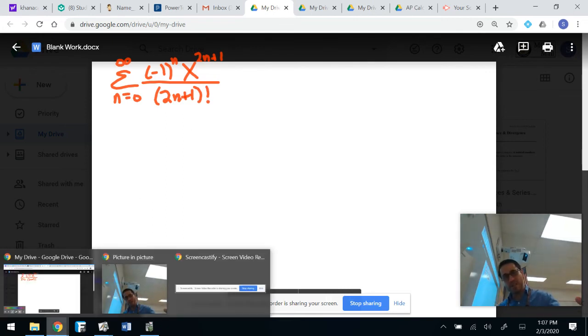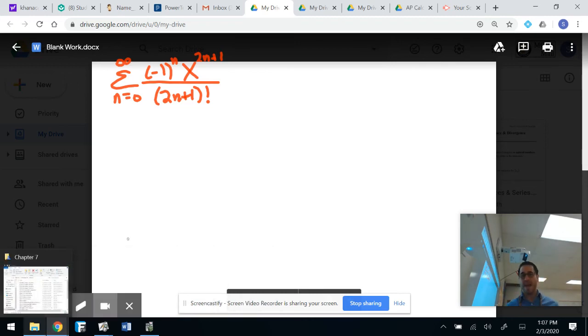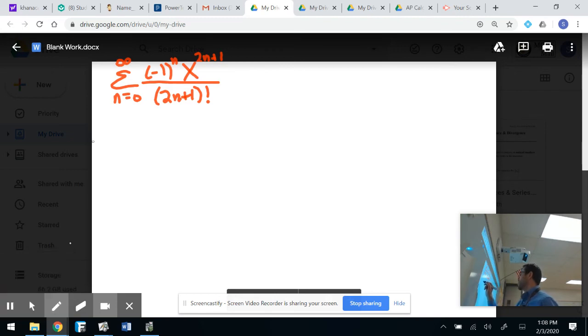This is a Maclaurin series. Even though it's Maclaurin, I still want to check the radius of convergence and the interval of convergence. So what values of x am I good to go? All right, let's check this out. I'm not going to go to the AST right off the bat. Why? Because it's a power series. Why is it a power series? Because it's got an x in it. So anytime we have problems like this, we start with the ratio test.